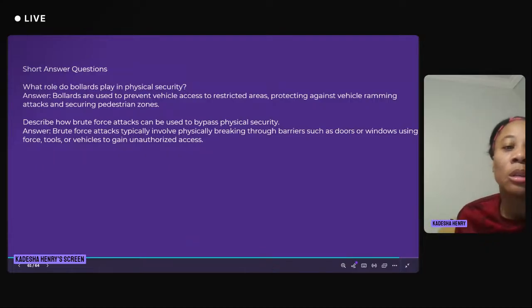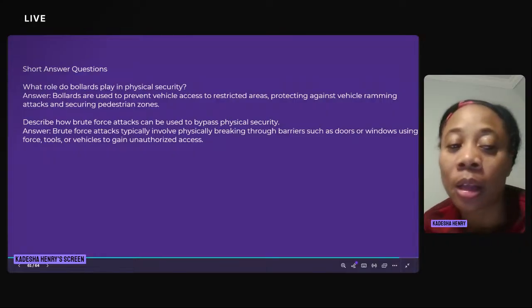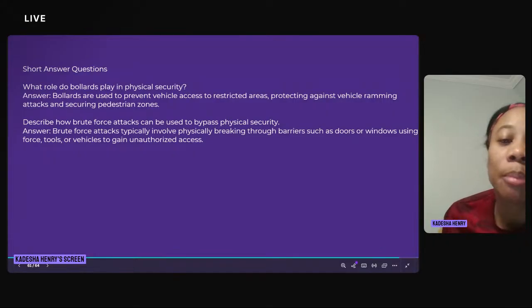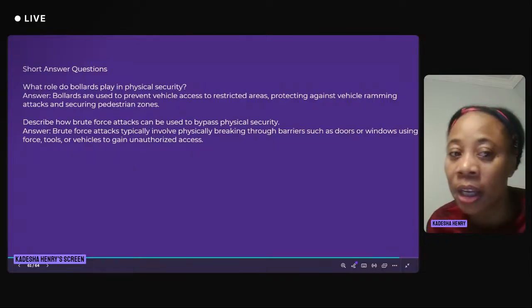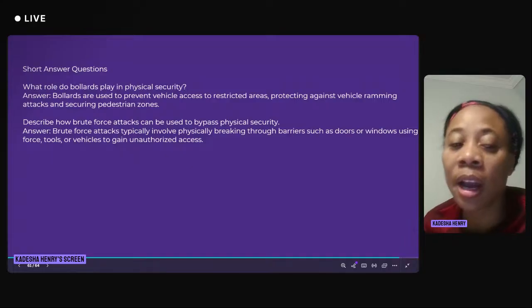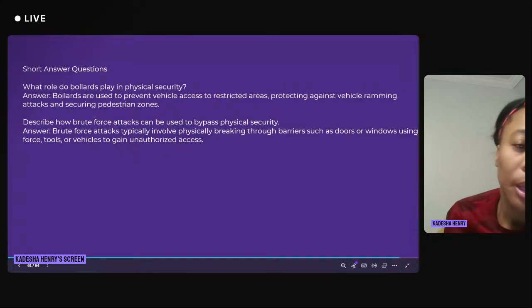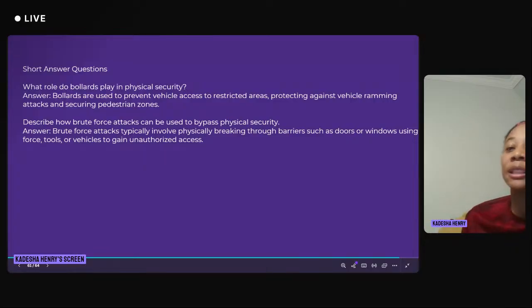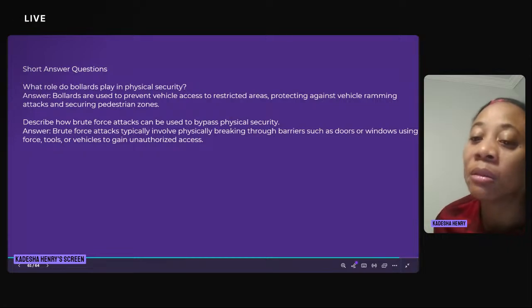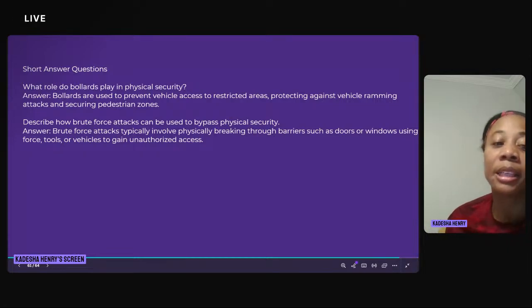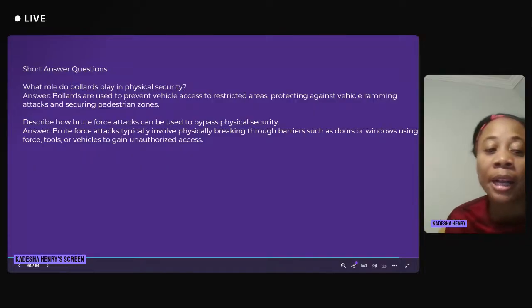What role do bollards play in physical security? And we did a lot of scenarios on bollards. Bollards are used to prevent vehicle access to restricted area. It protects against vehicle ramming attacks and secures the pedestrian zone, right?